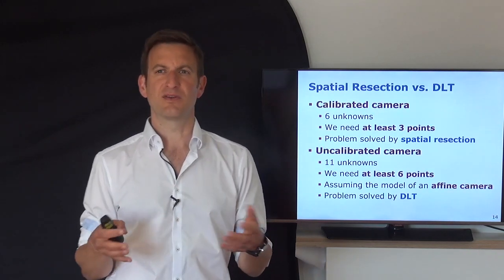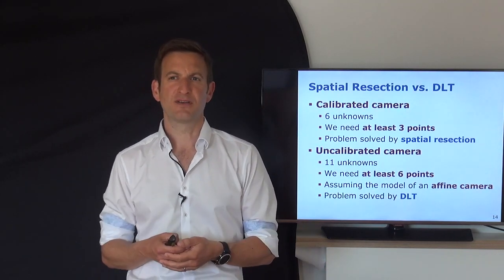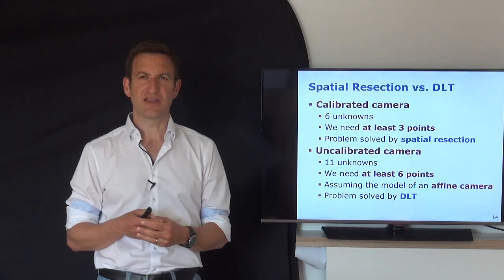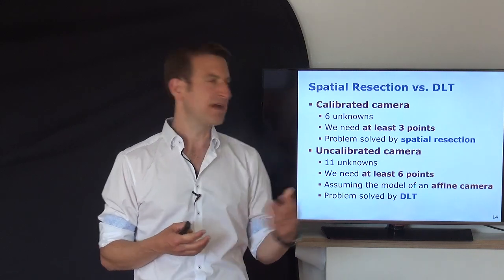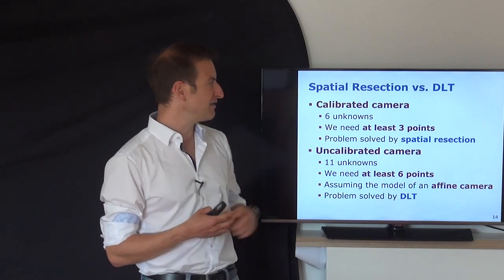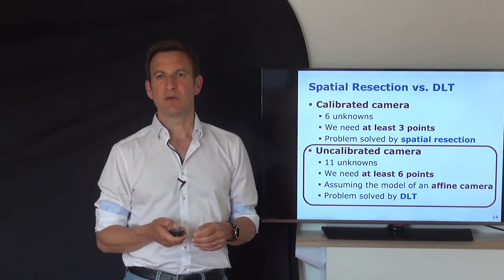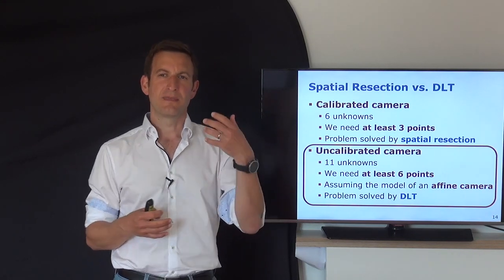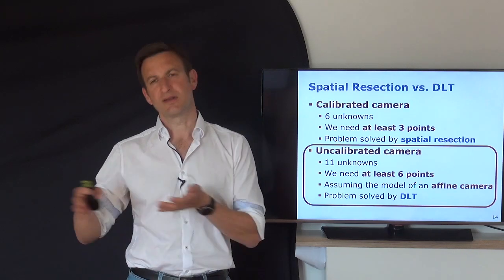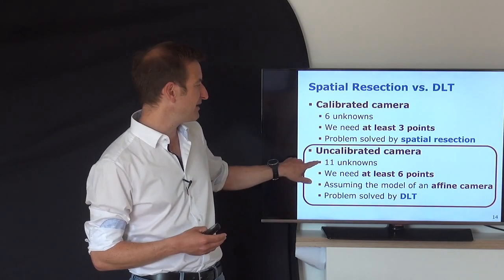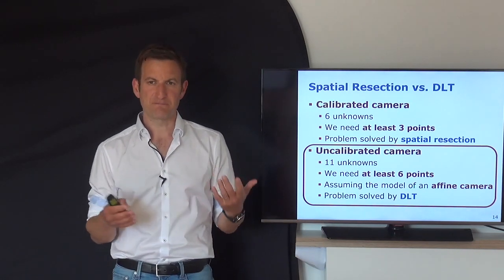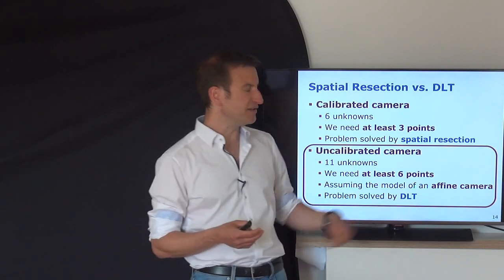And this is different from what is called spatial resectioning, for example, versus DLT. So spatial resectioning basically localizes an already calibrated camera. Then I have only 6 unknowns and need to have at least 3 points in the environment. What we are looking at today is actually more interested in the camera calibration part. So determining the intrinsic parameters, but also the location of our camera. Then we have 11 unknowns. That means we need to have at least 6 points. And this can be solved by this DLT computation.